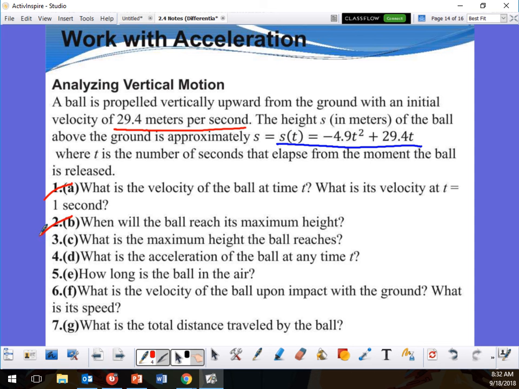Question 3. What is the maximum height the ball reaches? Okay, we know when it's going to reach it, right? But I want to know the height. So what is height actually asking for? Plug in 3 in the first equation. What did I call the first equation? Position. Very good. I'm going to plug in 3 into the first equation, which is the position.